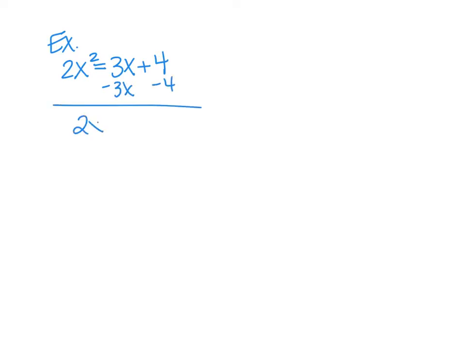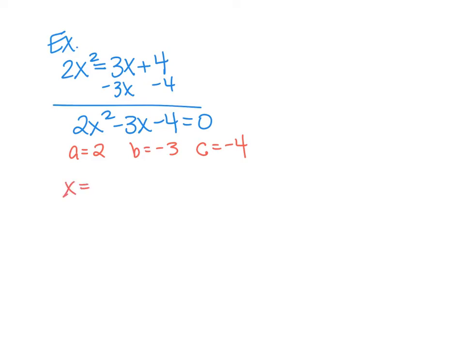So I've got 2x squared minus 3x minus 4 equals 0. Now I can go ahead and identify my a, which is 2, my b, which is negative 3, and my c, which is negative 4. Once I've identified my a, b, and c, I can go ahead and go to my quadratic formula.